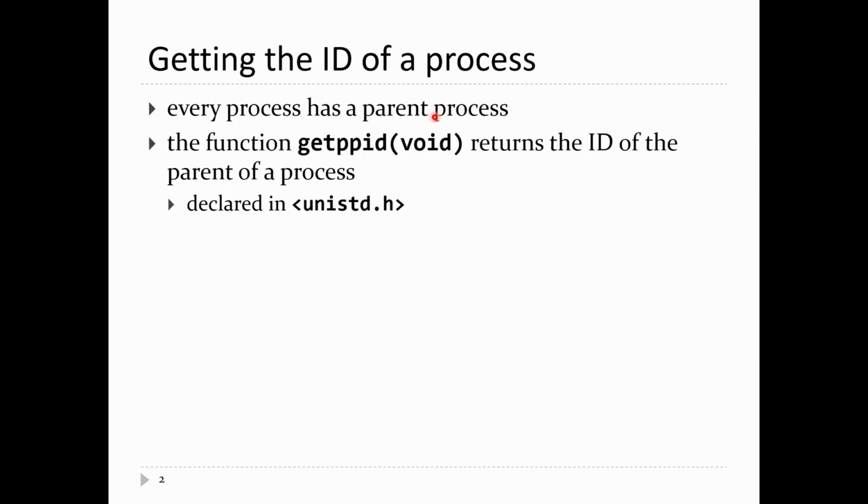And now remember, this is kind of important in today's lecture. Every process has a parent process. If you want to, you can get the ID of the parent process using getppid, and that's also in unistd. Both those functions just return an integer value.